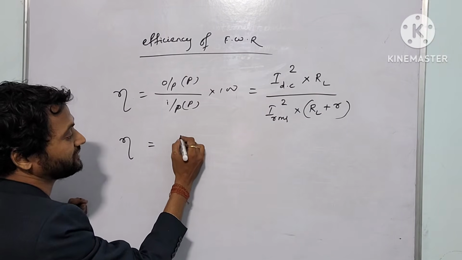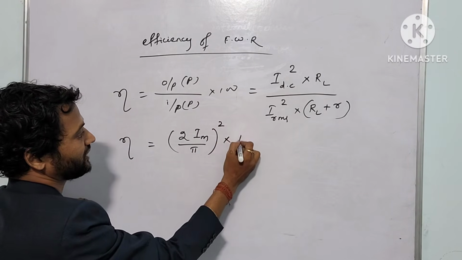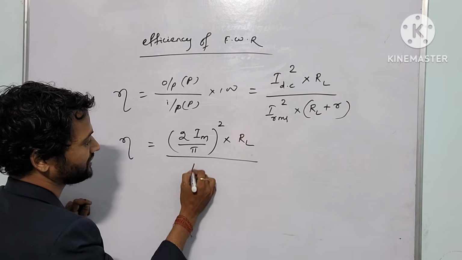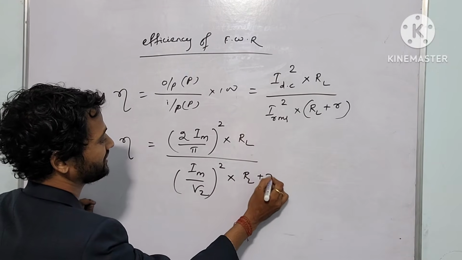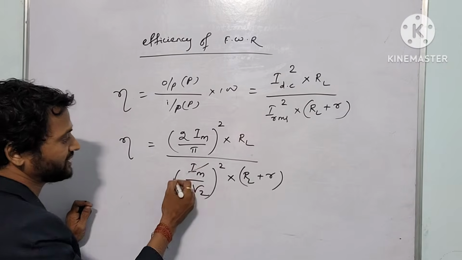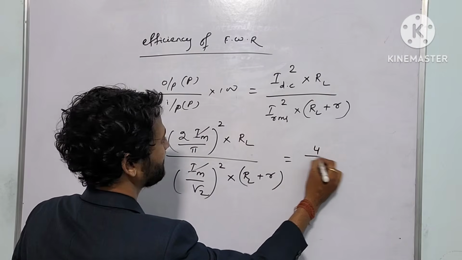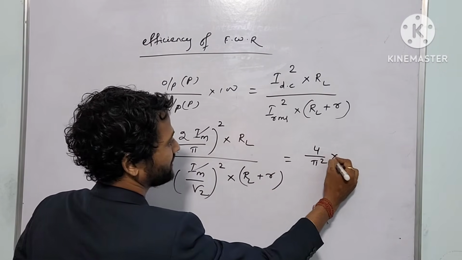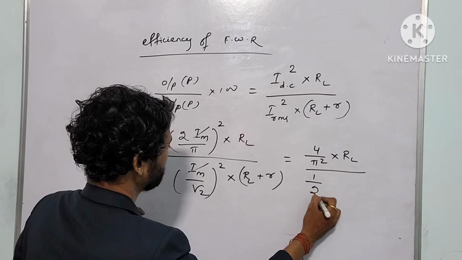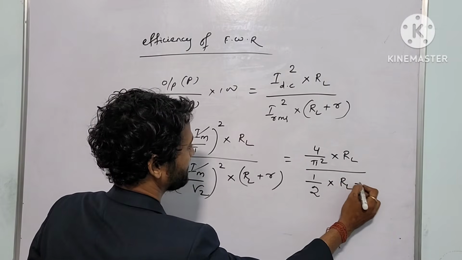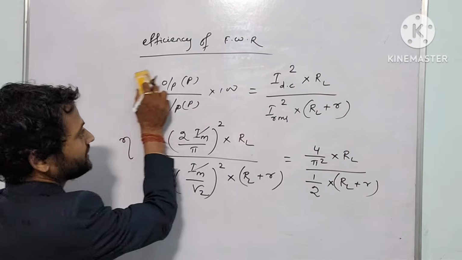So now we can say, what is the IDC here? Tell me. 2 into Im by pi, yes or no? Square into RL by, what is the RMS value? Im by root 2 square into how much? RL plus small r. Is it clear? So Im square will be cancelled. So your answer will be here, I think 4 by pi square in numerator into RL by, in denominator it is like 1 by 2 into RL plus small r, right? Is it clear? So we can write here.